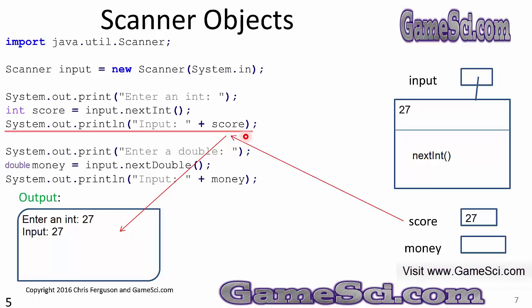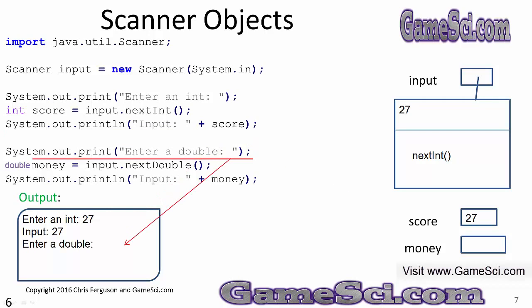So I'm going to extract the 27 from the variable score and then send that 27 to the output. See the arrow? I'm extracting from the variable score here and then sending that 27 to the output. And you can see on the output "input: 27" showed up. There's the "input:" that I asked it to output. There's the 27. This println will cause it to print to its own line.